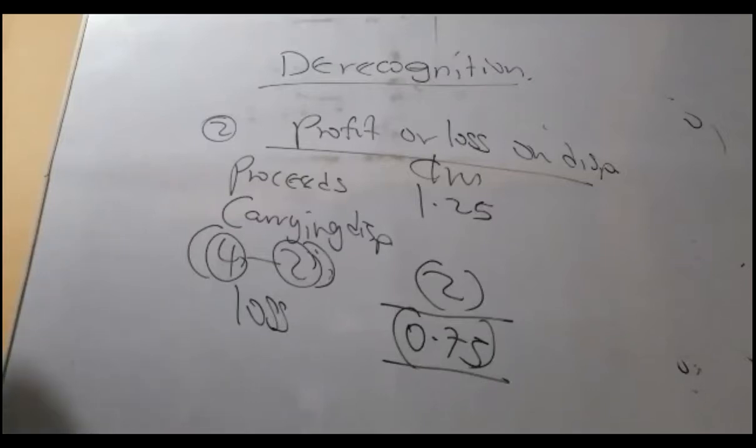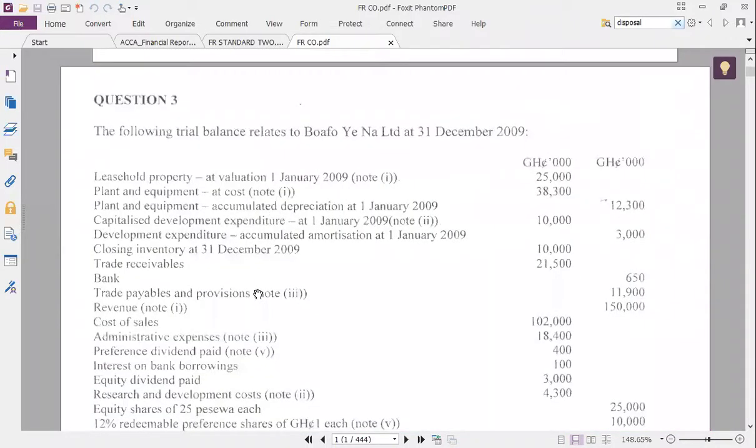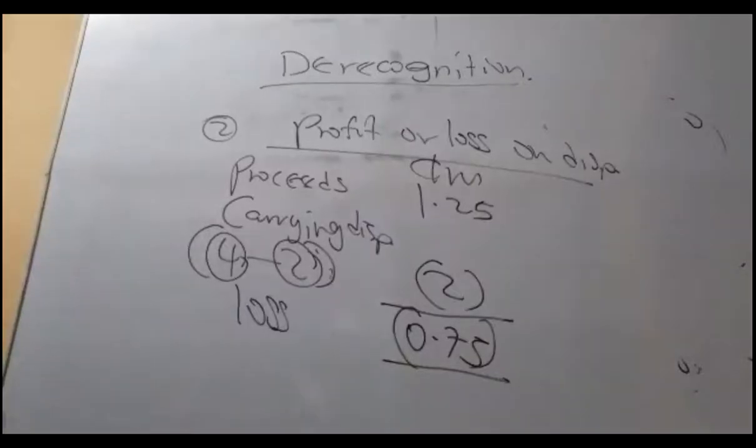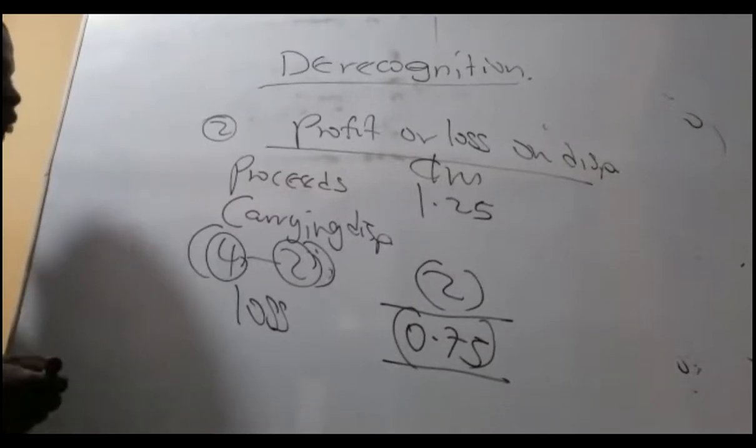Now let's go to the financial position and pick the cost of the entire asset. The cost of the entire asset, that was plant. So plant at cost 38,300. So that's 38.3 million. So we take 4,000 from the 38. So we get 34,300. So therefore, the cost of the remaining asset will be, that's the workings number 3.